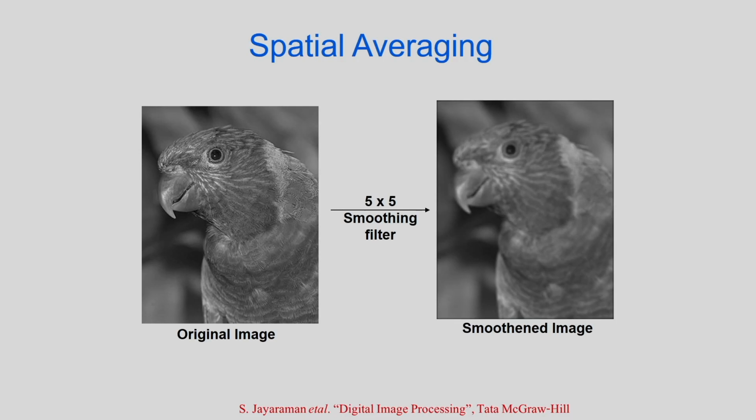Similarly, I am considering another example. I have the original image and I am considering the 5 by 5 mask, and I am having the smoothened image. So, in this case you can see that blurring is more as compared to the previous example.